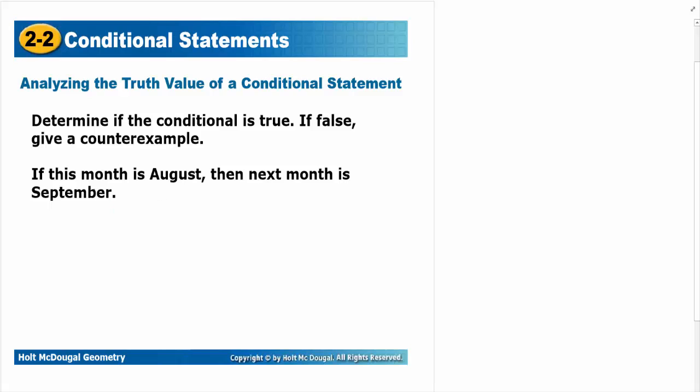Don't just say false. So if this month is August, then, again, we've got our hypothesis, this month is August, then our conclusion, next month is September. Well, this one, if you know your months, you know is true. There's nothing to argue with here, because if this month is August, then next month, yeah, it will be September, because that's the next month. So that one's going to be true.